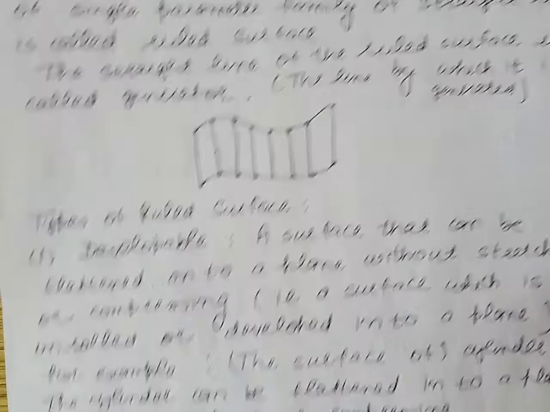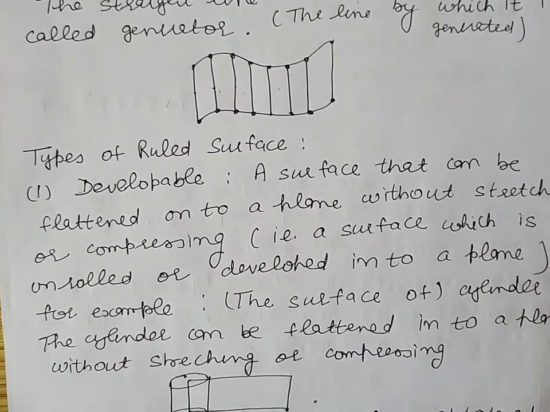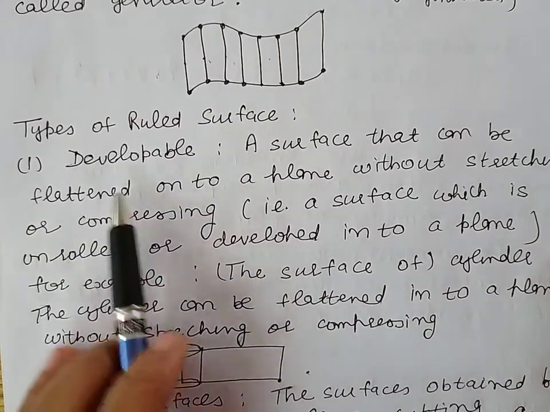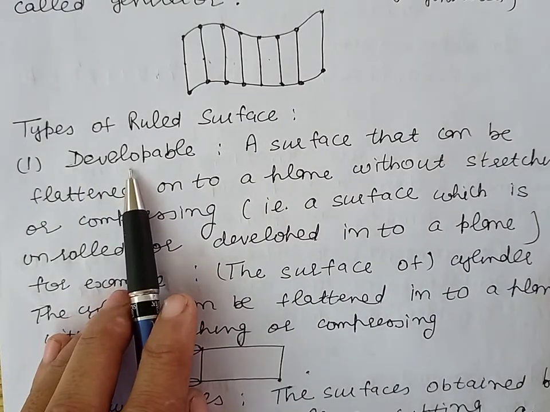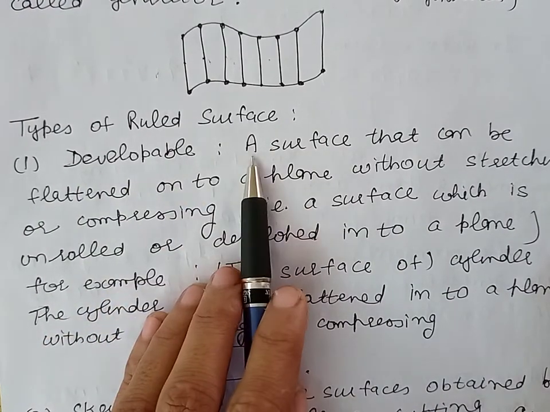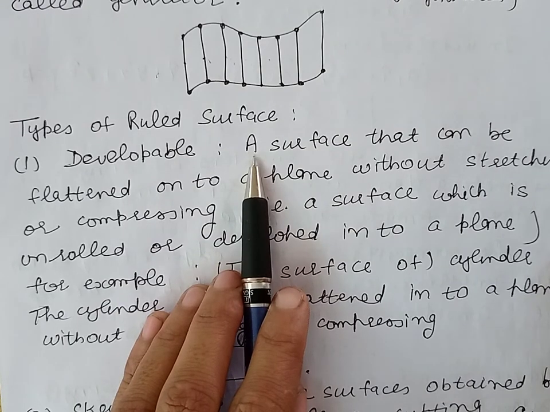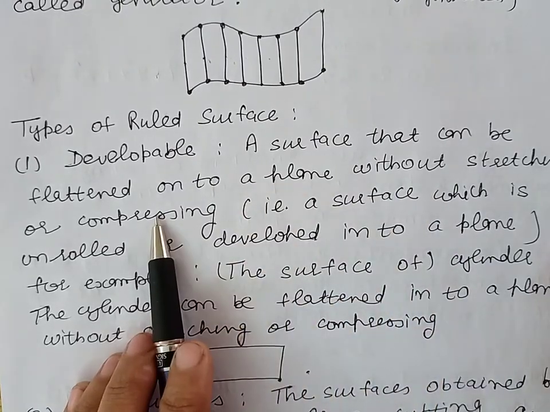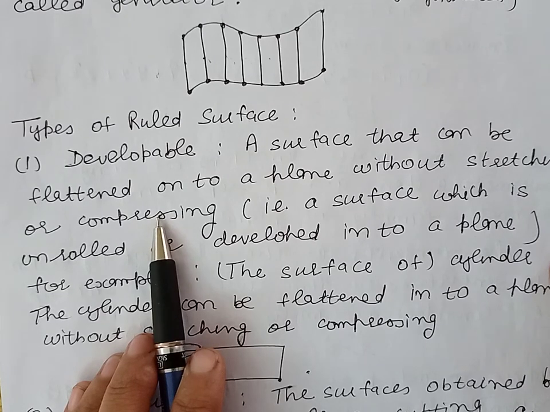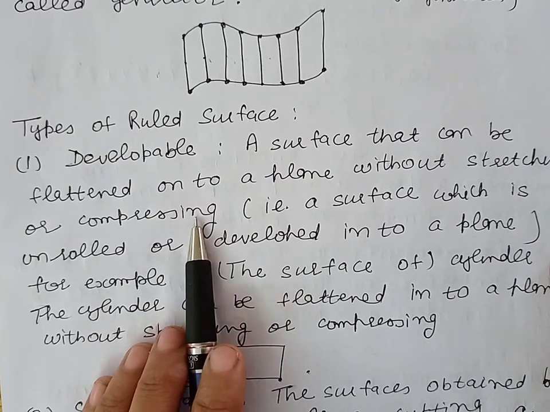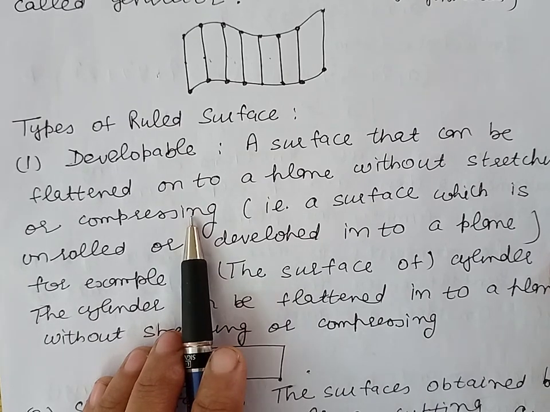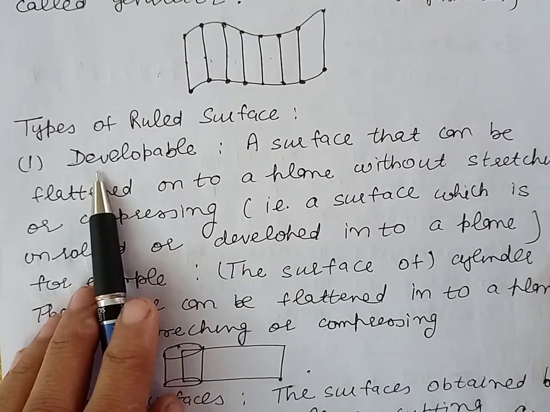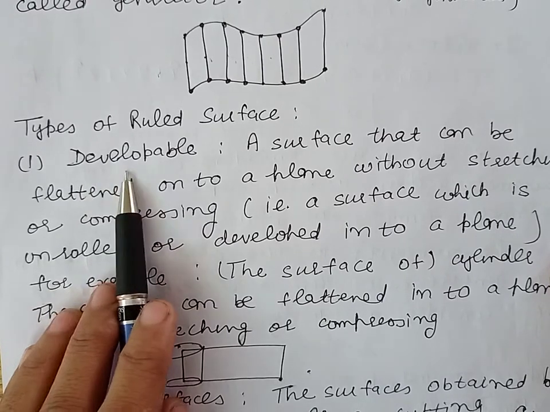In general, there are two kinds of ruled surface. The first kind of ruled surface is the developable surface. So what is a developable surface? A surface that can be flattened onto a plane without stretching or compressing. It means a surface which we can flatten into a plane without compressing or stretching. That is why it is called a developable surface, meaning it can be developed into a plane. So that is called developable.